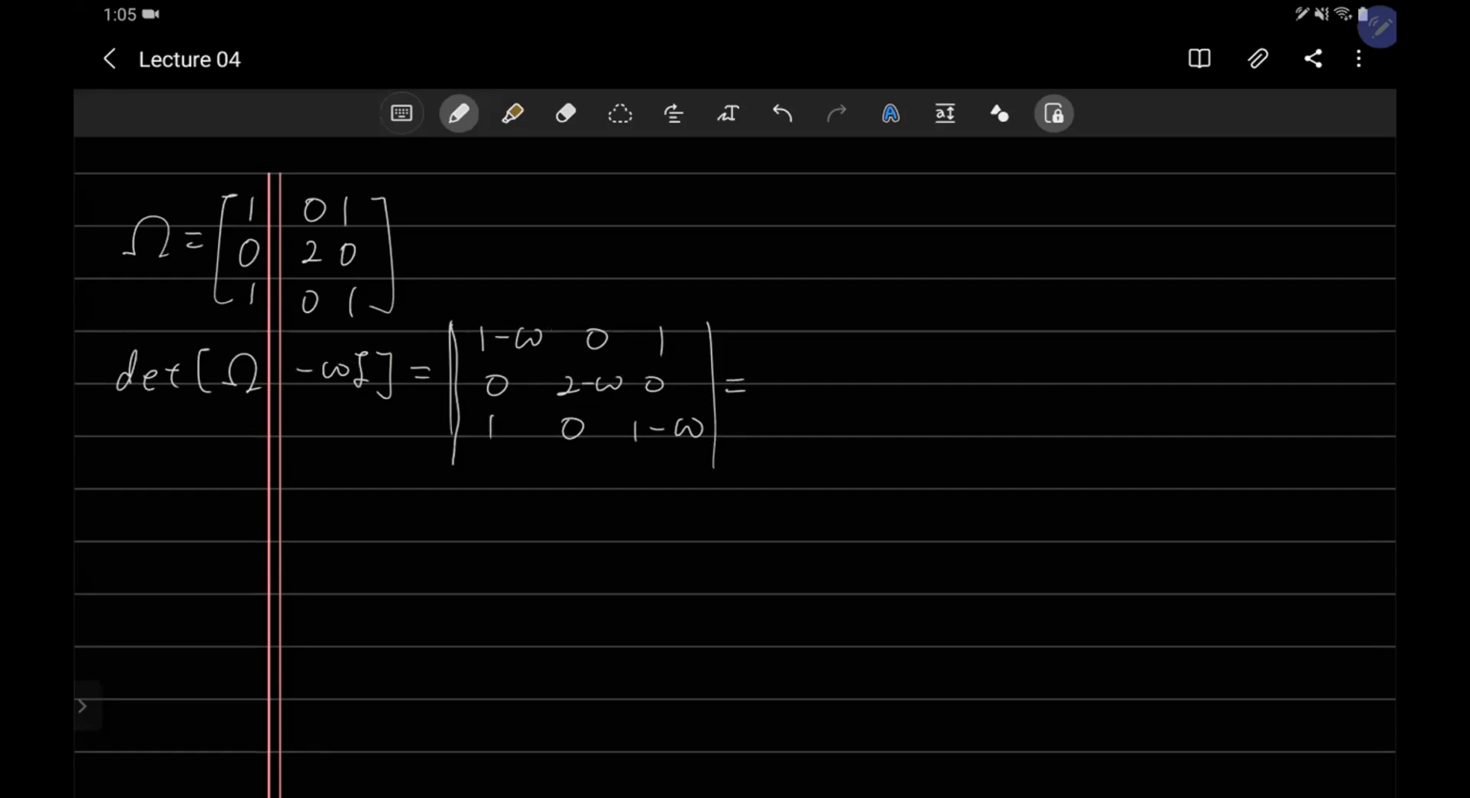And in this case, the first thing we have to do is multiply this factor, and then find the 2 by 2 determinant, which is now 2 minus omega times 1 minus omega, minus 0 times 0. So we can just ignore that part.